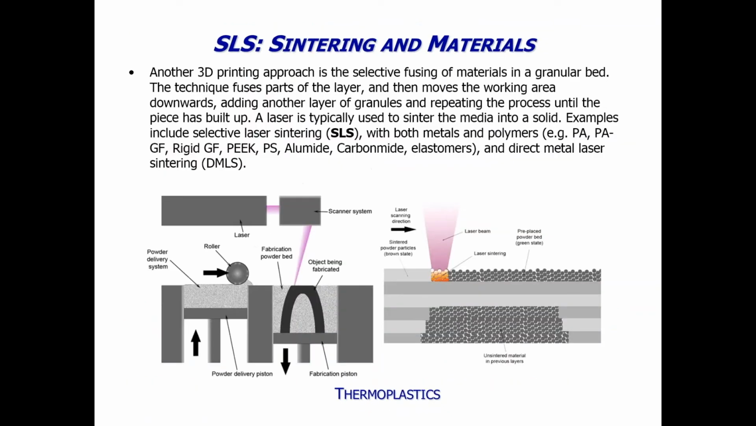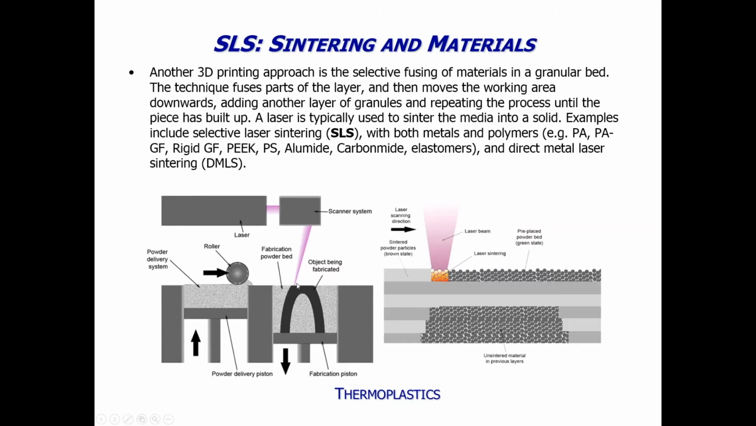Now let's take the second type of printing. And this one is based on sintering or SLS. SLS involves the use of powders where a laser is scanned or moved that results in sintering or fusion or melting of these powders to create an object.